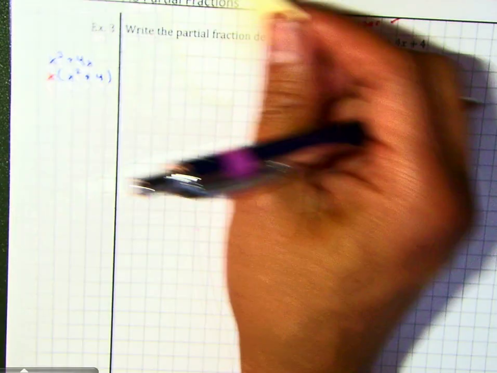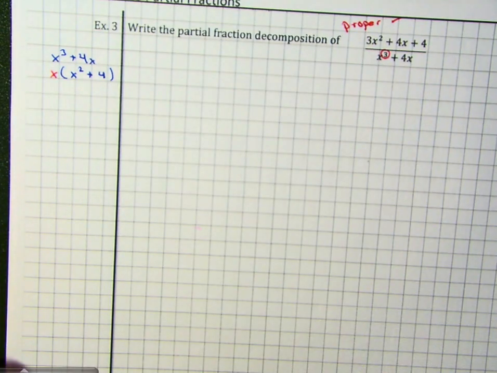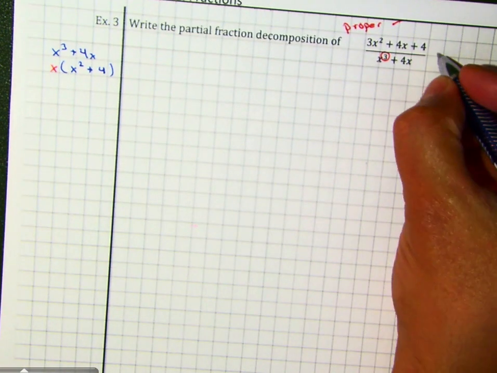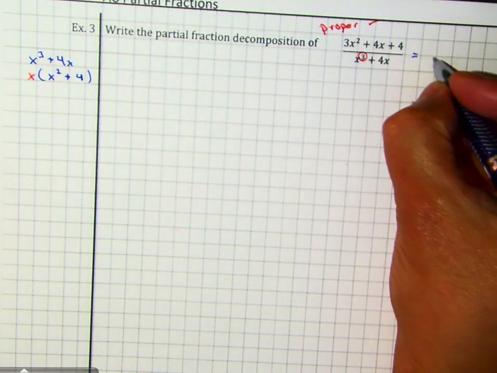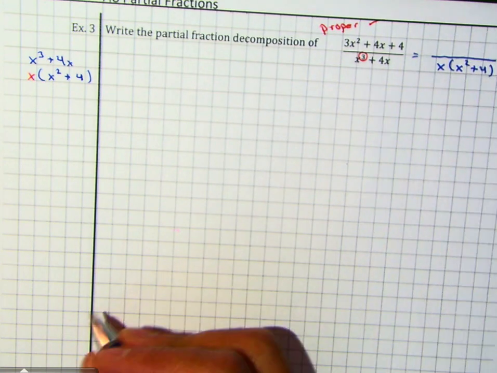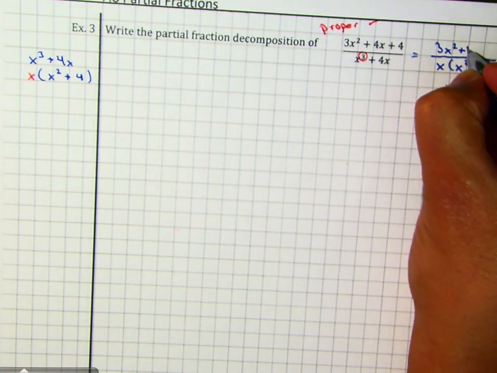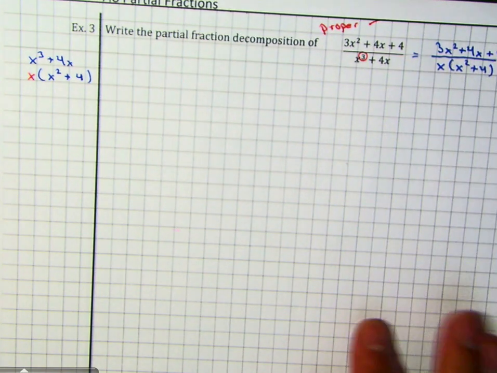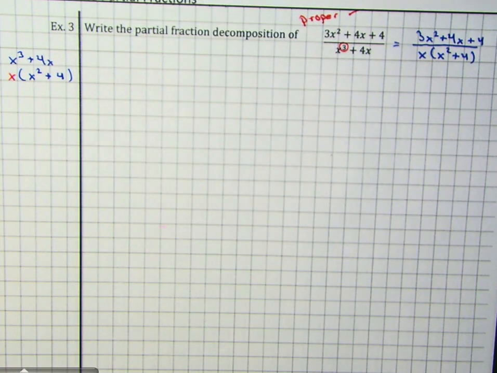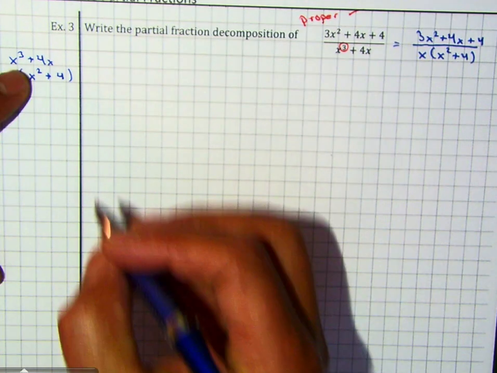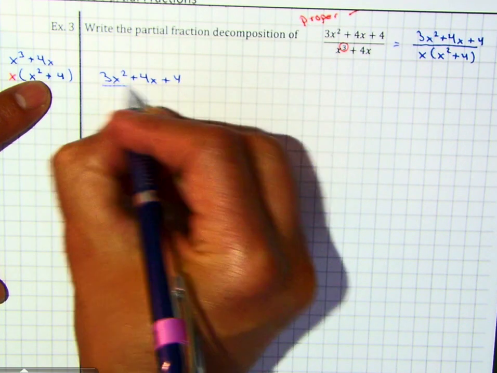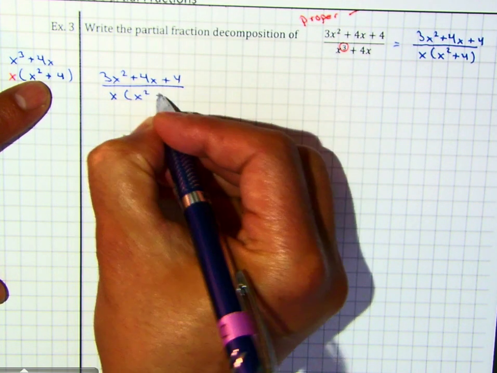But in this case, we actually want just linear factors that are real. So that cannot be factored out unless you use imaginary or complex numbers. So we're going to leave it as x squared plus 4, and we have 3x squared plus 4x plus 4. And now we can use fraction decomposition to break it down. We have 3x squared plus 4x plus 4 over x squared plus 4.